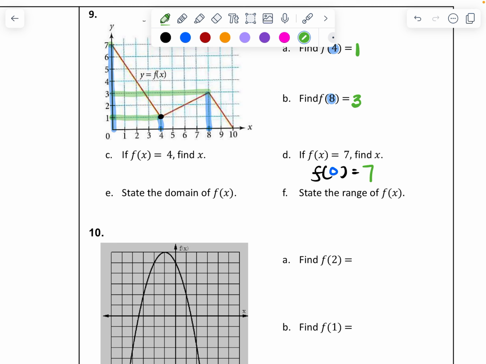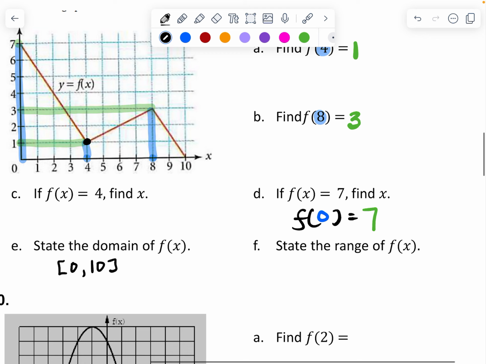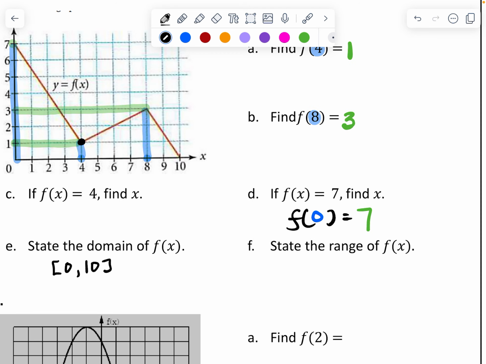State the domain of f of x. So this is going back into the last objective. The domain of f of x would be [0, 10]. And the range of f of x would be [0, 7].